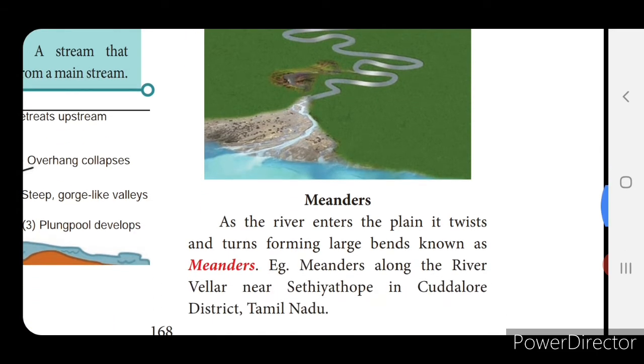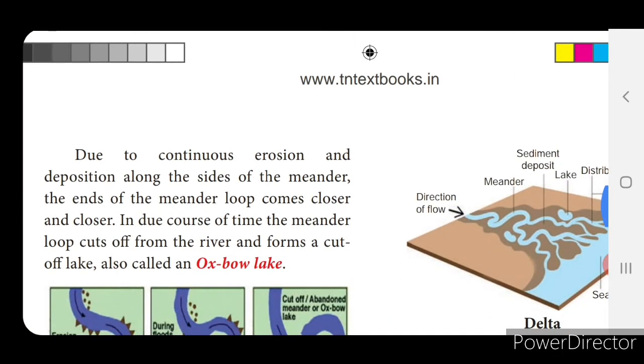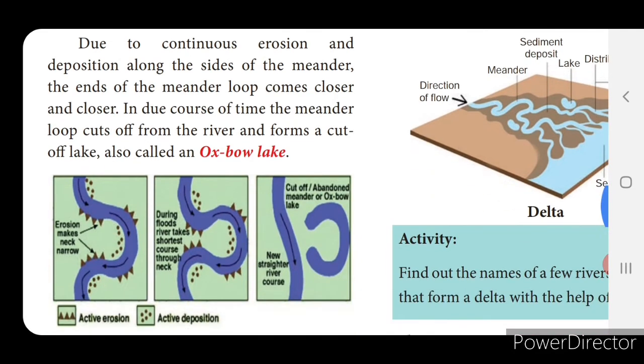The next one, meanders. As a river enters the plain, it twists and turns, forming large bends known as meanders. When it enters the plain surface or foothills, it will flow with twists and turns. A zigzag movement will be formed with large bends, and that form we call meanders. Example, meanders along the river Vellar in Sindhya Thopu in Cuddalore district, Tamil Nadu. The next one is, due to this continuous erosion, you can observe this picture.